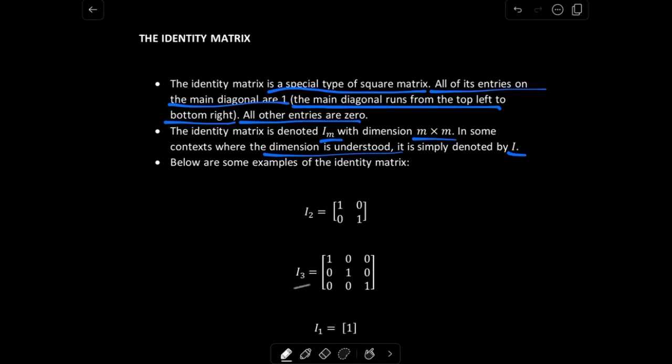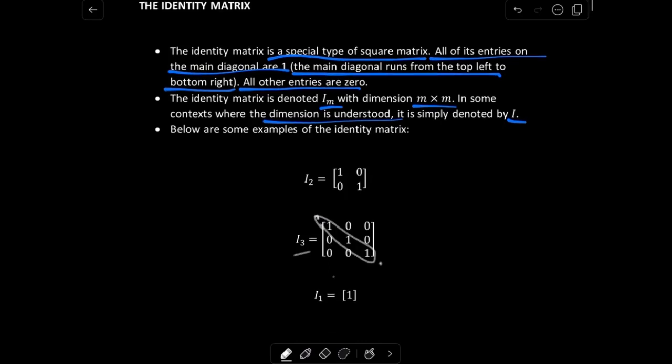Here's I3, so again, here's the main diagonal, top left to bottom right. So let's circle those entries. There we go. We can see that everything on that main diagonal is 1. All the other entries are 0, right? So that's I3. And here's I1. Well, the main diagonal, top left to bottom right, let me circle that. It's only that entry, so it has to be 1. So that's the I1 matrix.